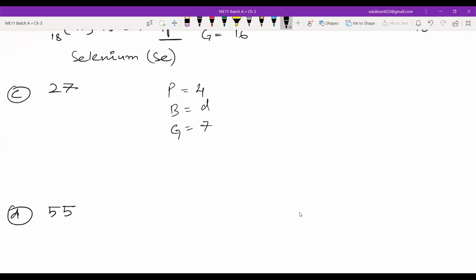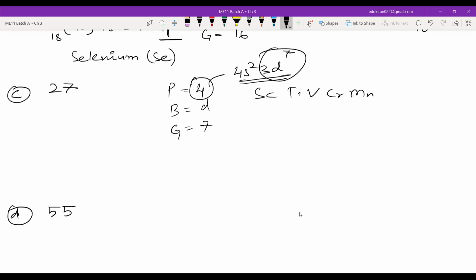We have the fourth period and the D block. So if it is the fourth period, then it will have 4s2 and 3d something, right? 3d7. So this is the 3d series. So see, in the 3d series you have scandium, titanium, vanadium, chromium, manganese, iron, cobalt, nickel. So scandium, it starts now.